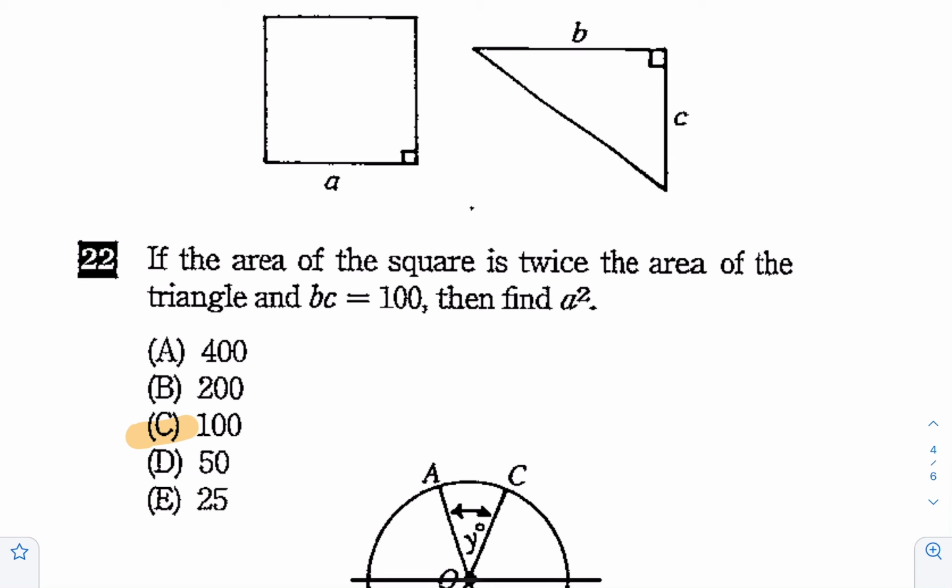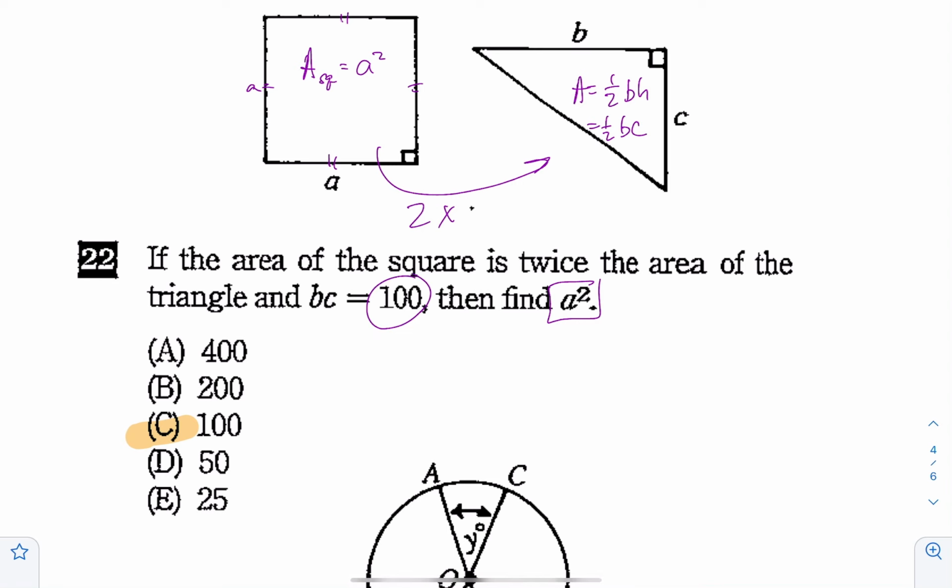Next for number 22. If the area of the square is twice the area of the triangle, and BC is equal to 100, then find A squared. So here you have the area of the square. For a square, all sides are equal. So the area of the square is equal to A squared. That's what you want to find, coincidentally. Now the area of the square is 2 times the area of a triangle. The area of a triangle is 1/2 base times height. So in this case, it's 1/2 B times C.